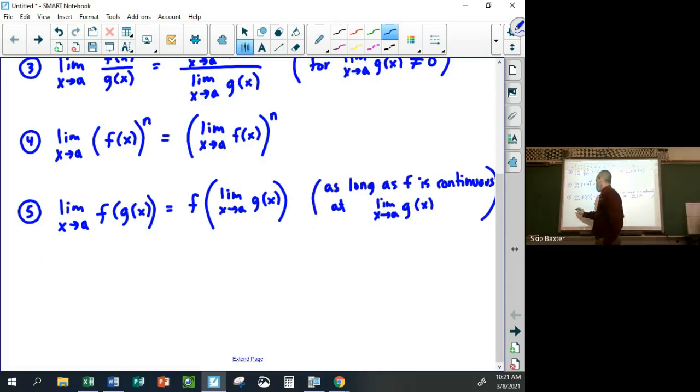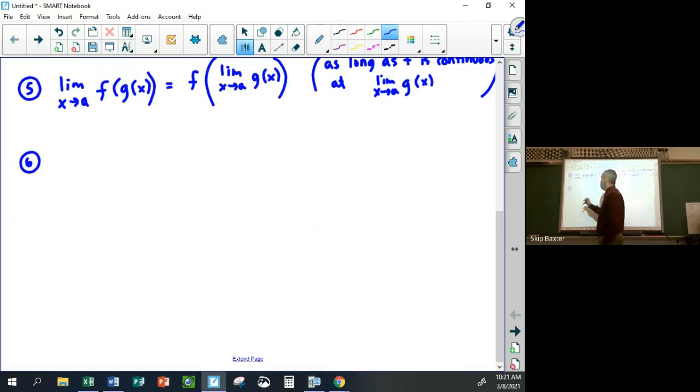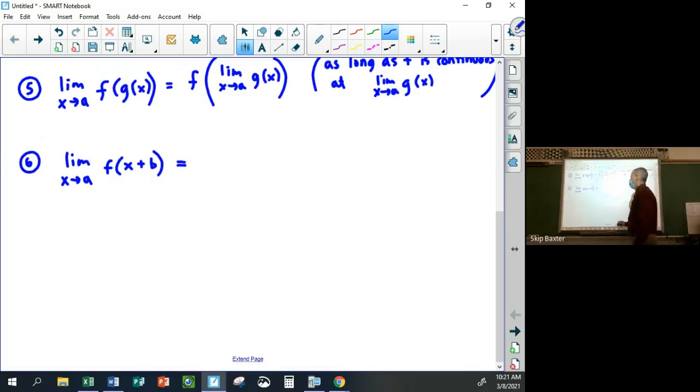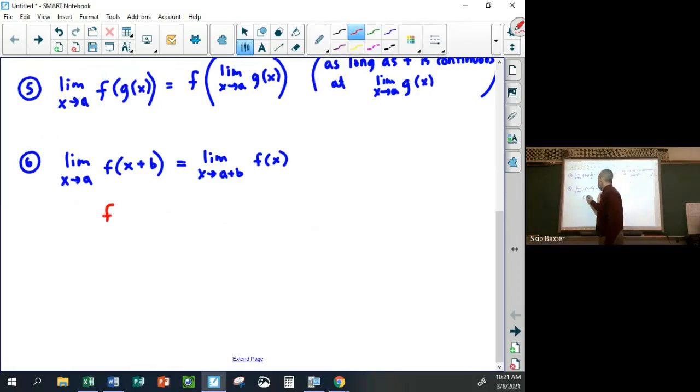And then the last one is, in my opinion, the least obvious. If you take the limit as x goes to a of f of x plus b, this ends up being the limit as x goes to a plus b of f of x. And for this one, I think the best way to think about this is a horizontal translation. Like if I picture f of x, for example, let's just use one that we already know what it looks like, x squared. Suppose f of x looks like this.